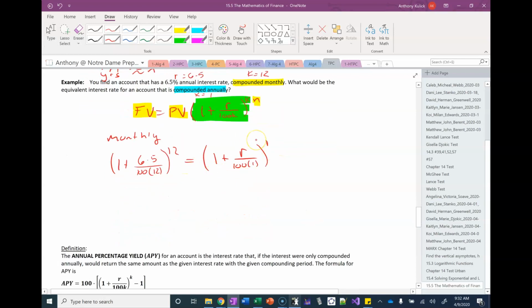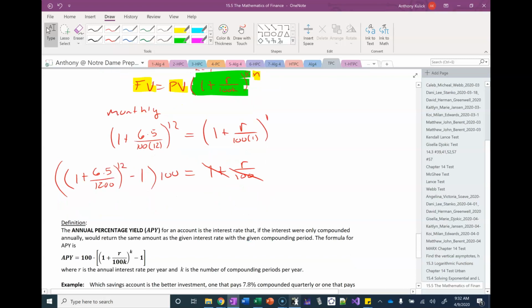Well, this to the first power is just that. So I can just drop the parentheses there. So to get the R by itself, the first thing I want to do is subtract the 1, and then we'd multiply by 100. And when I type this into my calculator, I would get that R is about 6.70, if I round this to 2 decimal places.